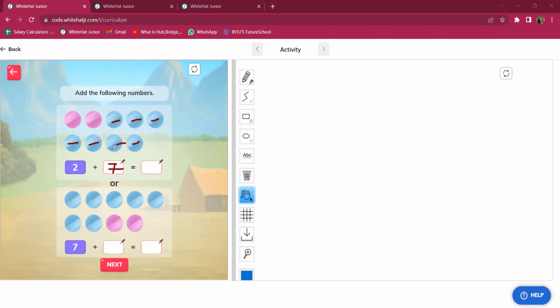So now we are going to count all together. 1, 2, 3, 4, 5, 6, 7, 8, 9. So we're going to write 9 over here.